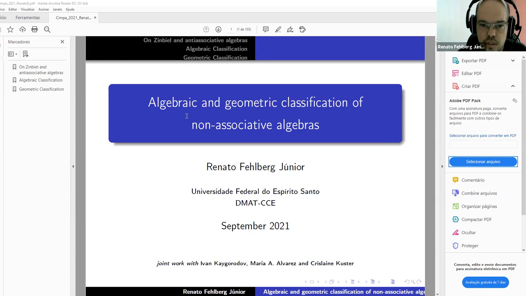So I will talk about two works. The first is the algebraic and geometric classification of Zinbiel algebras. And the second is the algebraic and geometric classification of antiassociative algebras. The first is a joint work with Professor Ivan Kaygorodov and Professor María Alvarez. And the second is a joint work with Professor Ivan Kaygorodov and Crislaine Kuster.